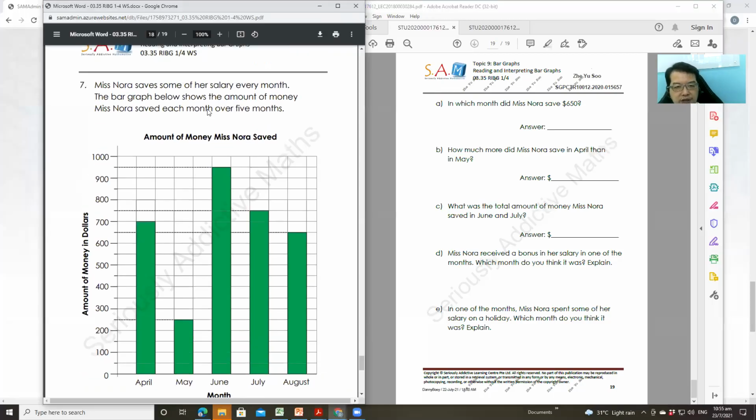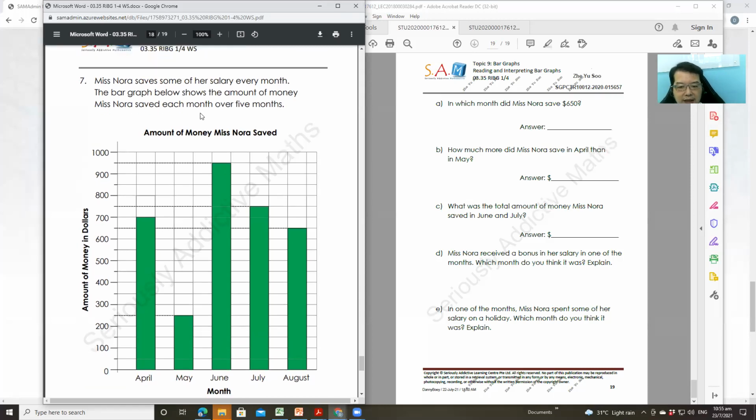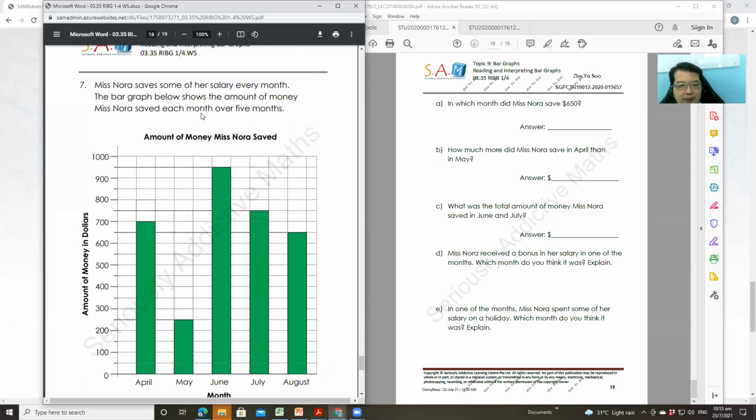Okay, let's take a look at this question. This is on page 18. All right, Miss Nora saves some of her salary every month. The bar graph below shows the amount of money Miss Nora saved each month over 5 months. Okay, so let's look at the bar graph, and there you go.